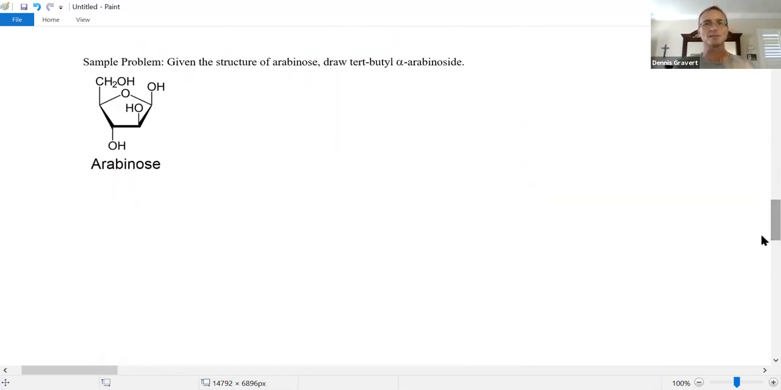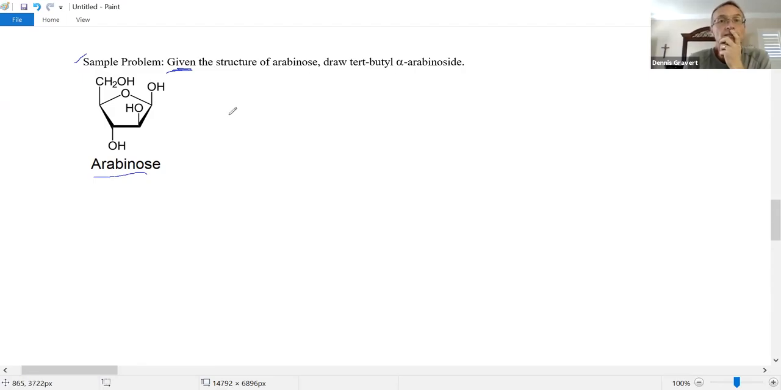Ooh, sample problems. Let's help solidify these new ideas. Okay, so this is a typical final exam question now. Given the structure of arabinose, this molecule here, draw tert-butyl alpha arabinoside. That's a mouthful. Okay, just as an aside, remember in this unit 5 section, I'm not asking you to memorize structures. So I have to give you a structure and then you modify it.